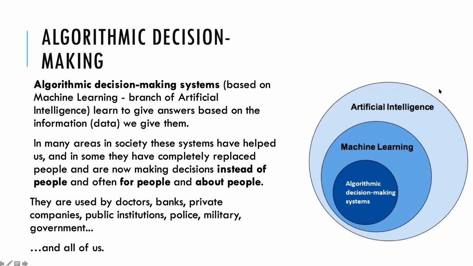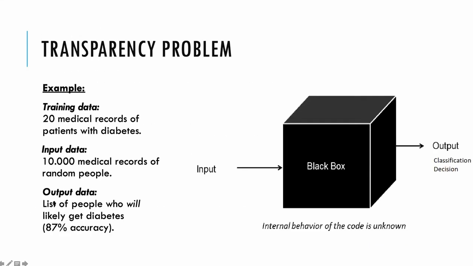And of course, by all of us, if you just think about many phone apps, email spam filters, internet browser suggestion systems, they're almost always based on one form of machine learning or another. So in machine learning, the problem of transparency, the so-called black box problem, deals with the problem that we have no insight into the decision-making process of algorithms. If we take a look at the picture in our presentation, we can see that algorithms, presented as a black box in this image, receive a certain amount of input data, which they then use to produce the output data. We can call this output classification or decision.